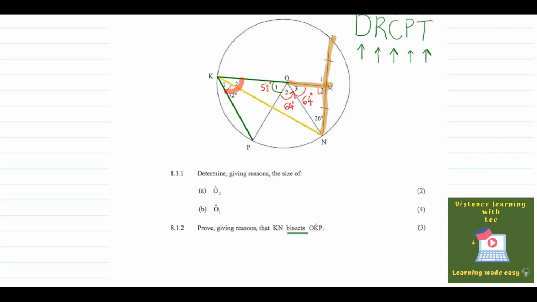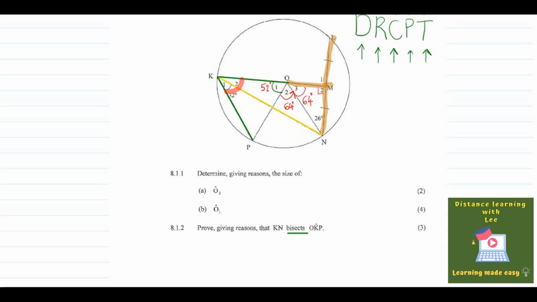So now we need to prove that these two angles are equal. So how are we going to prove that these two angles are equal? We can prove that K1 is equal to K2, right? By just solving or trying to find our K2. So if we can find the actual value of our angle K2, and it is in fact 32 degrees, then we have proven that your KN bisects OKP. Okay, so this is such a nice question. So let us try and find what our value of K2 is going to be.